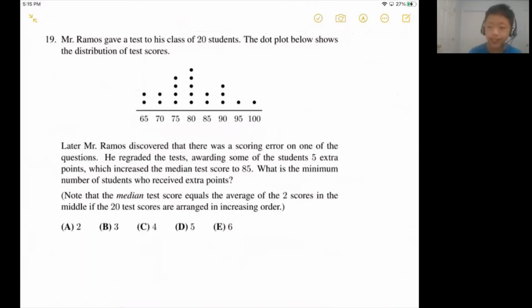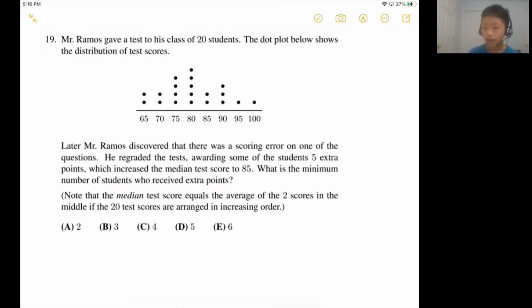And they told you, just in case you didn't know what a median is, the median test score equals the average of the two scores in the middle if the 20 test scores are arranged in increasing order. But in general, know what a median is, know what mean, mode, range are, just know those statistic terms, because sometimes they might not be as nice as to give you these definitions. I remember one year on the AMC, they just immediately assumed you know what mean and median are. They won't define it for you, but this time they define it for you. But just know the definitions.